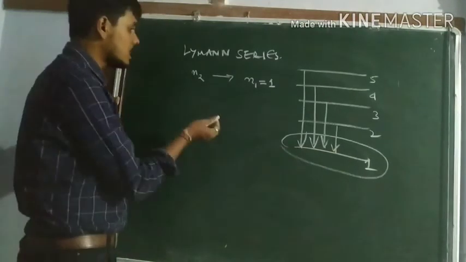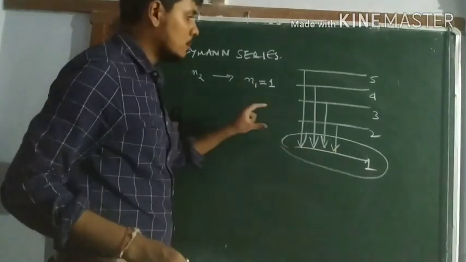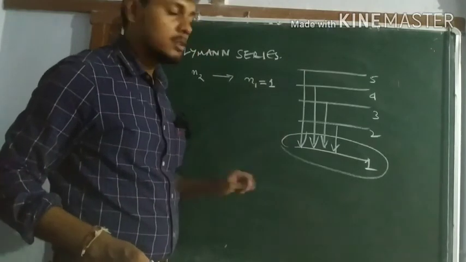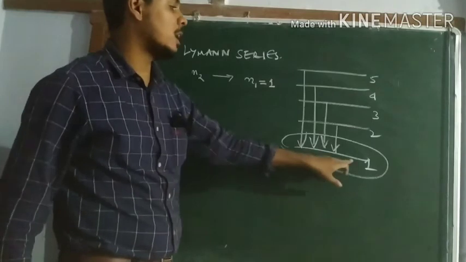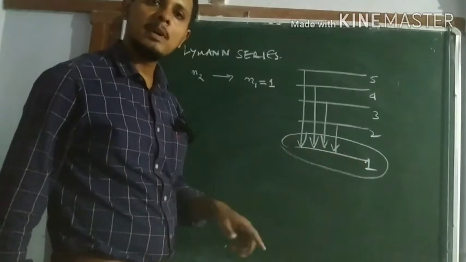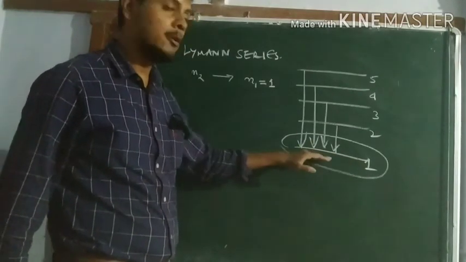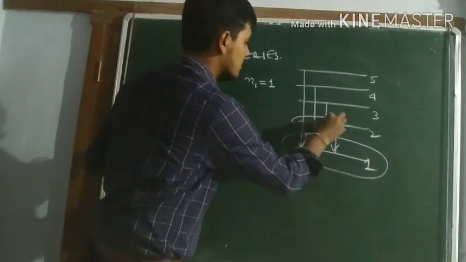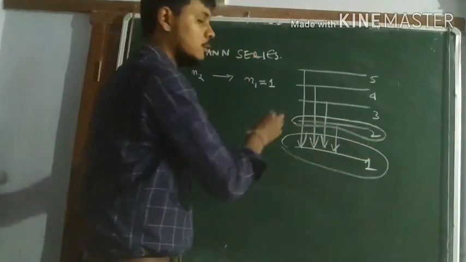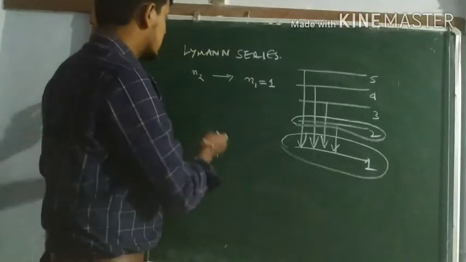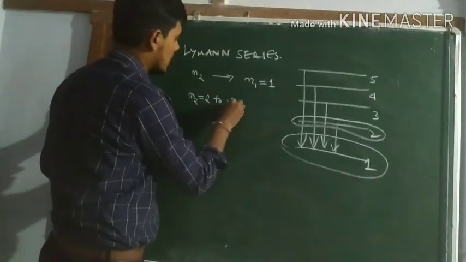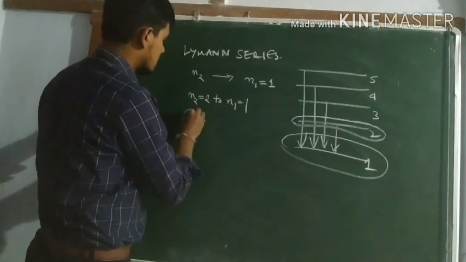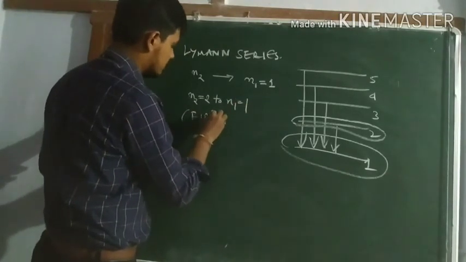Now, which will be the lowest energy Lyman line? The nearest, the first Lyman line. What is the nearest energy level to n equals 1? The nearest energy level to n equals 1 is n equals 2. That means the transition corresponding to n2 equals 2 to n1 equals 1 is called the first Lyman line.